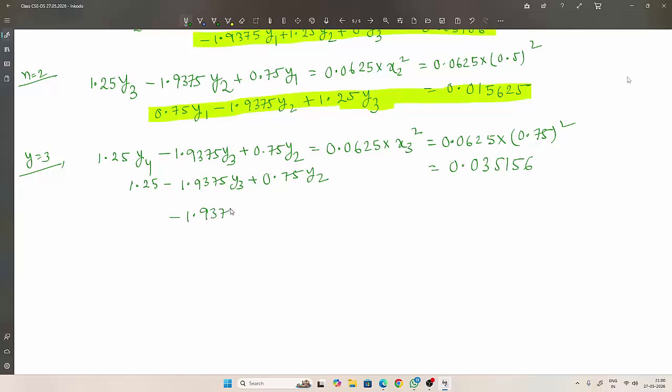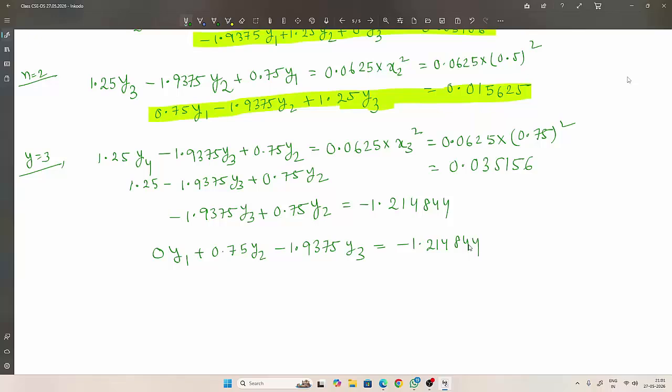Minus 1.9375 y3 plus 0.75 y2. This is equal to minus 1.25 into 0.035156. The value is minus 1.214844. So you can rearrange it and you can leave it as it is. Here y1 is not there, so I am writing it as 0 y1 plus 0.75 y2 minus 1.9375 y3. This is equal to minus 1.214844. So this is the third equation. Now you have all three equations.